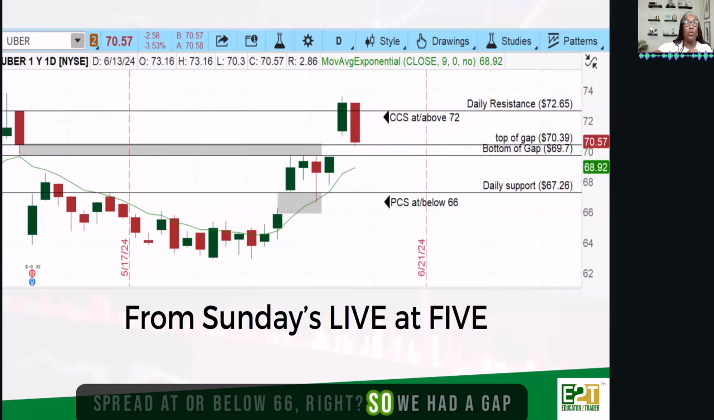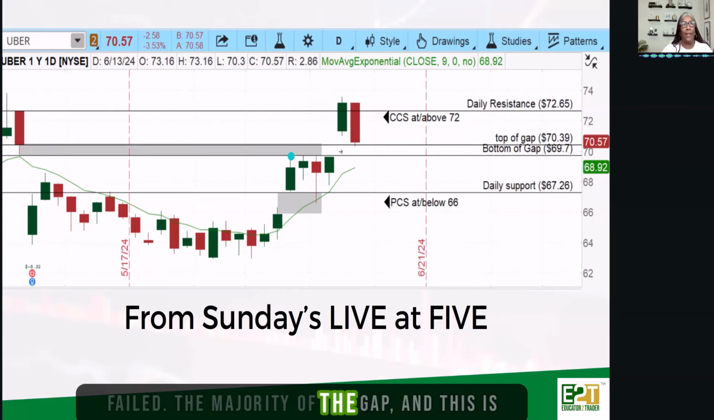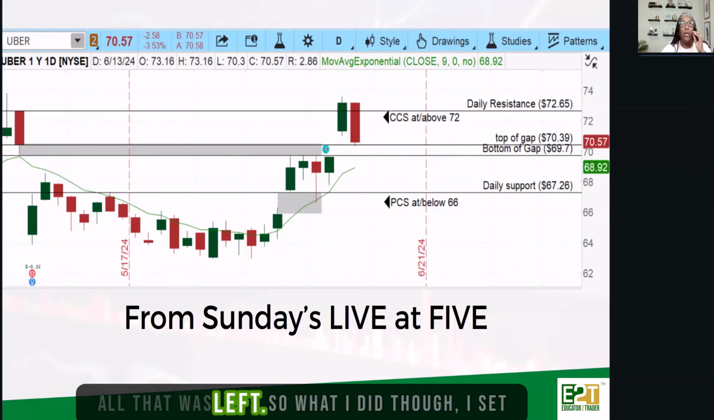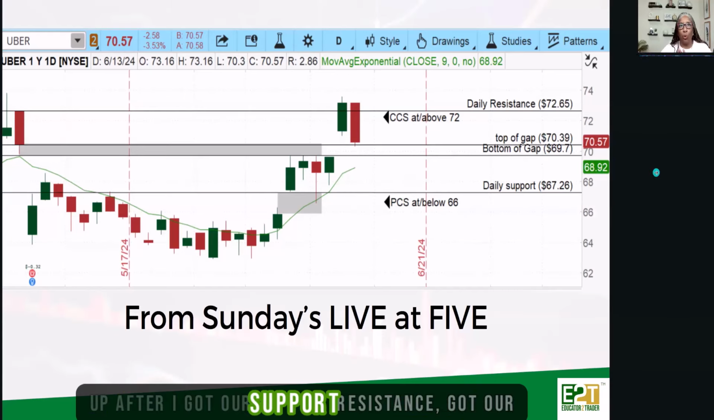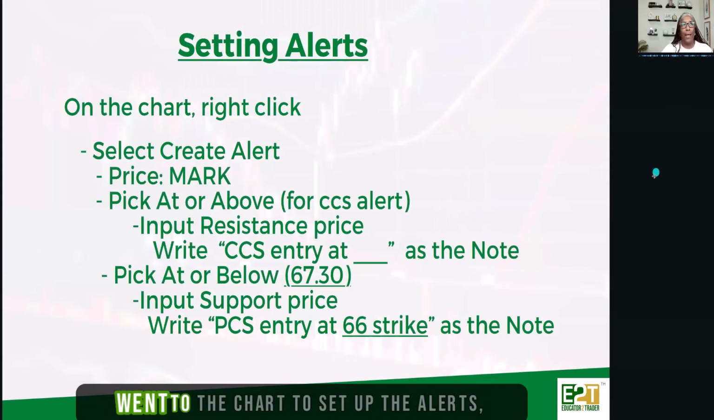All right. So we got a gap here that was all of this gap from these two days, but price action had filled the majority of the gap, and this is all that was left. So after I got our support and resistance, got our strikes, got our thoughts, I then went to the chart to set up the alerts.